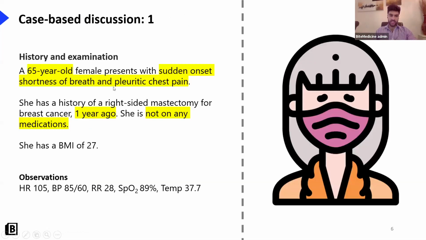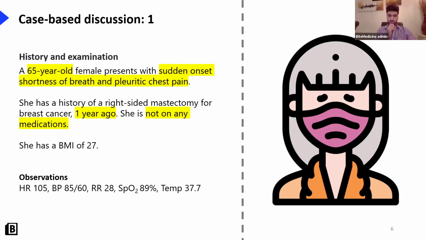Going back to the case, so we've got an elderly lady. She has sudden onset shortness of breath and pleuritic chest pain. This is a very common presenting complaint in the emergency department. I've seen this, and I'm sure Azim's also seen this tons of times. What differential diagnoses do you need to consider in anyone presenting with sudden onset shortness of breath and pleuritic chest pain? Good. Pneumothorax, anything else? So we've got PE, pneumothorax, pleurisy, pericarditis, pneumonia. Good. These are all good differentials.